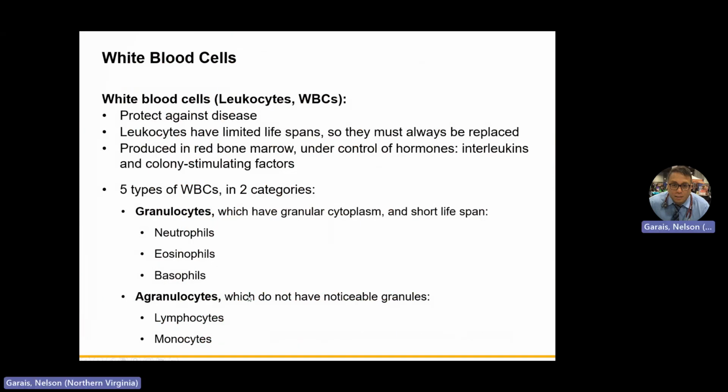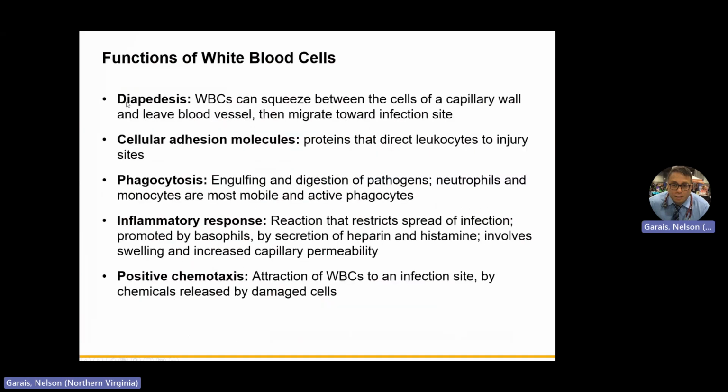Granulocytes versus agranulocytes. Know that neutrophils, eosinophils, and basophils are granulocytes. Agranulocytes are lymphocytes and monocytes. Know these terms: diapedesis, cellular adhesion molecules, phagocytosis, inflammatory response, and positive chemotaxis.